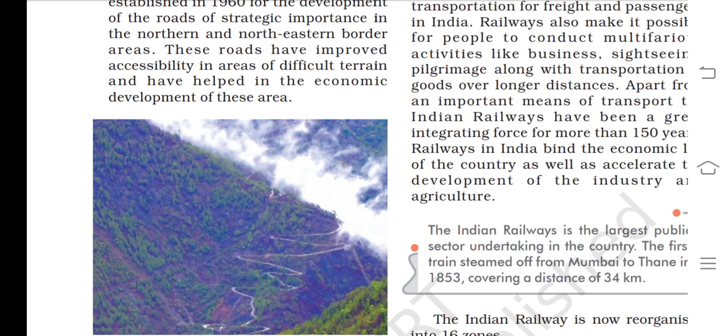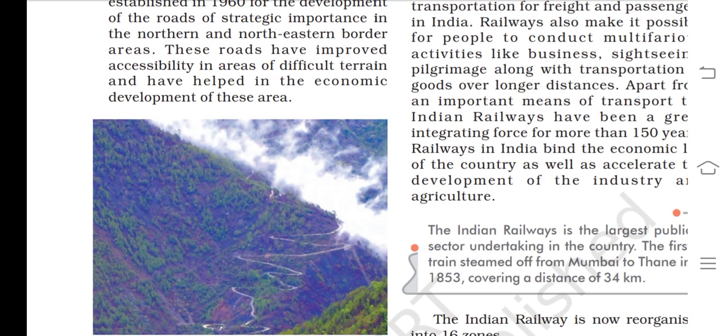Road transportation in India faces a number of problems. Keeping in view the volume of traffic and passengers, the road network is inadequate. Means seeing the traffic, if we go on roads, we can see there is much more traffic, there are much more passengers, and these roads are not efficient for the network, or they are inadequate. About half of the roads are unmetalled, and this limits their usage during the rainy season.